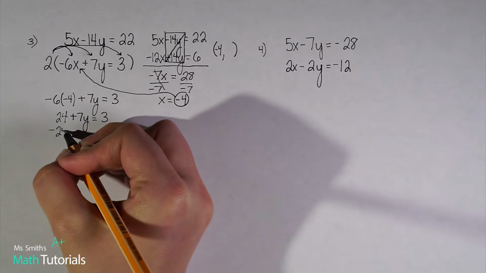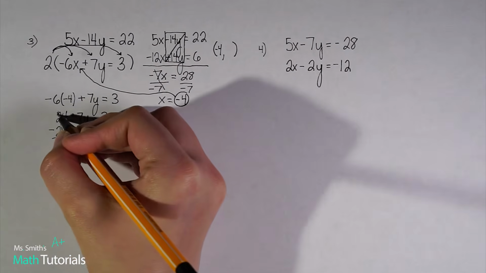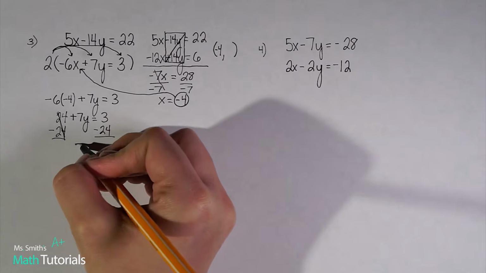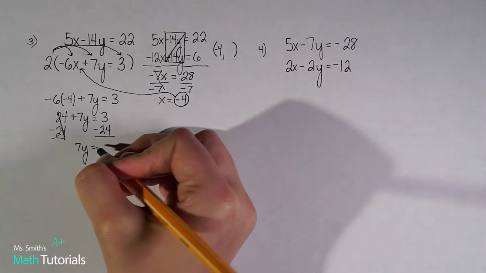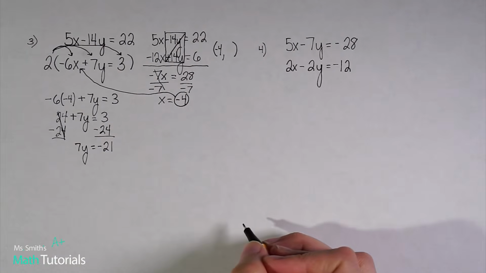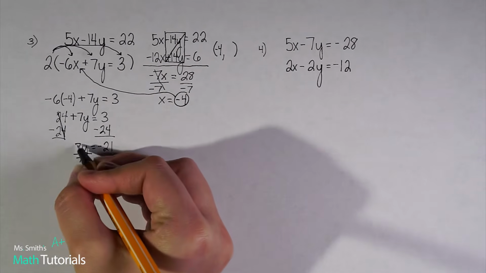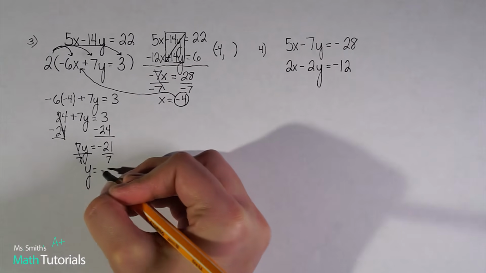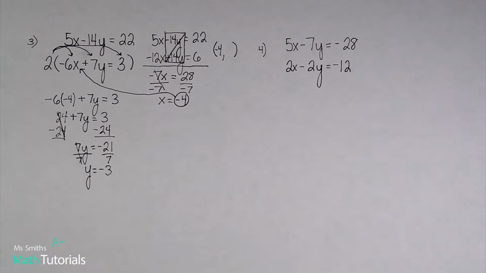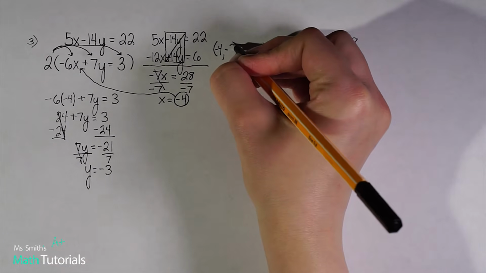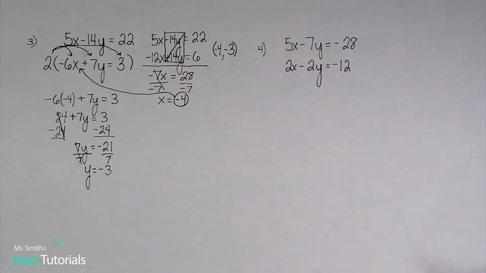I want to subtract 24 from both sides. And I would get 7y equals negative 21. Divide out my 7. And I should get y equals negative 3. So there's part 2 of my answer. I found my y. It is negative 3.